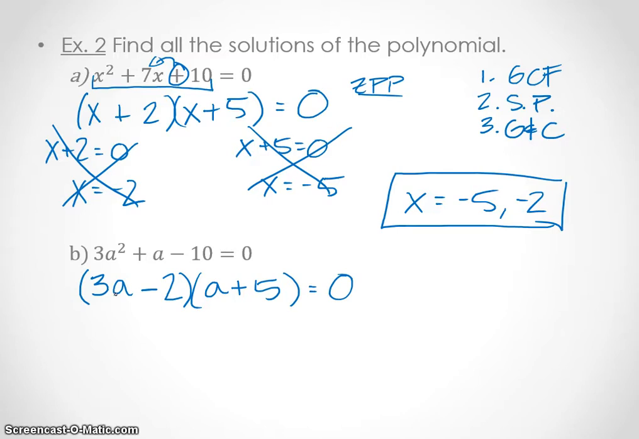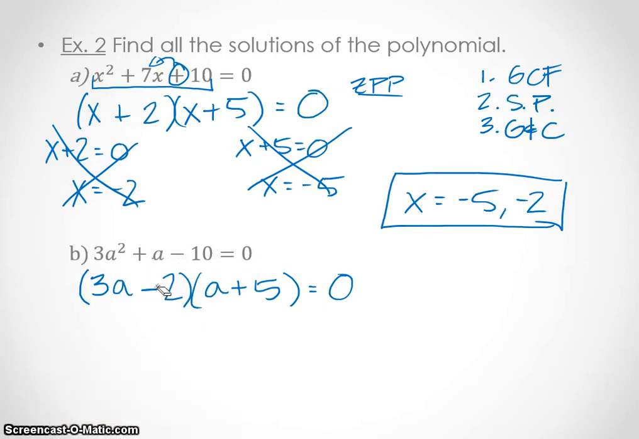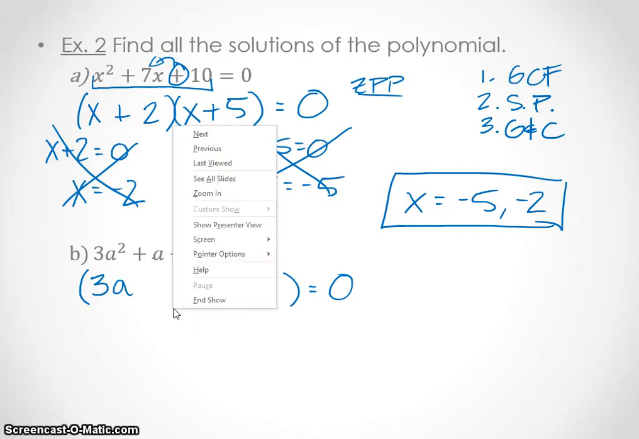So that's here. So now let's mentally guess and check, or excuse me, FOIL, to see if we can get it to work. So 3a times a is 3a squared. 3a times 5 is 15a. Minus 2a, does that give us the 1a that we need? No. So those are not going to work there. We might be able to switch the 2 and the 5. So let's maybe try that.